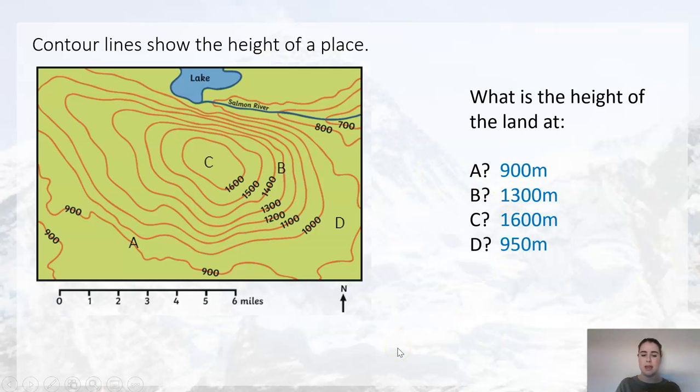And the last one here is going to be D. Now, D doesn't specify that it's exactly 100 meters in either direction, but because it's between the 900 and the 1,000 meter line, that roughly tells me that it's going to be around 950 meters.